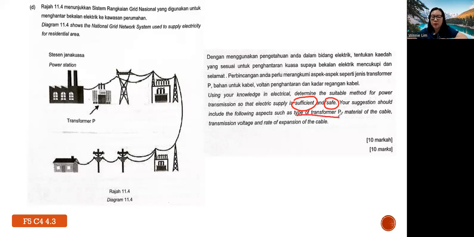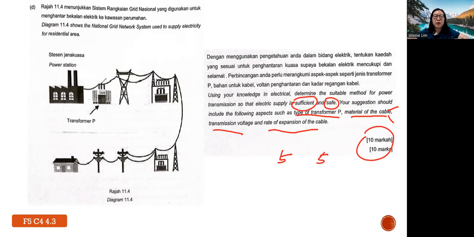Type of transformer, number one; material of the cable; the voltage during transmission; and the rate of expansion of the cable. So it seems like 4 ideas, right? You want 10 marks, which means you must have a minimum of 5 aspects to modify and 5 reasons. Normally in terms of material, you can give more ideas, because material-wise you can explain the characteristics of the material.